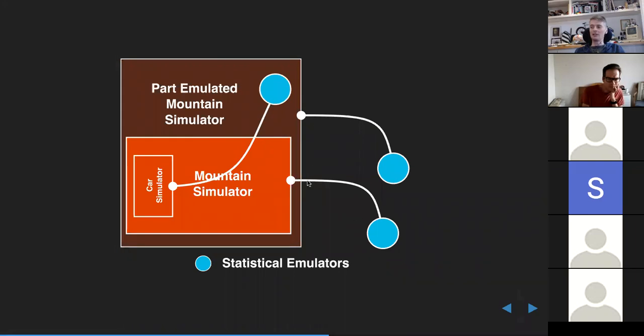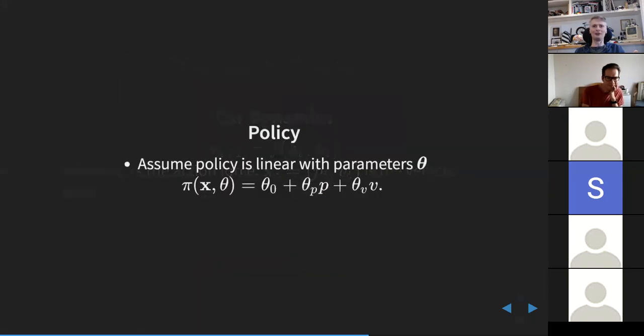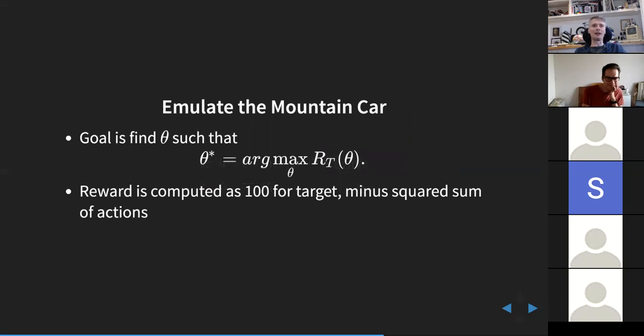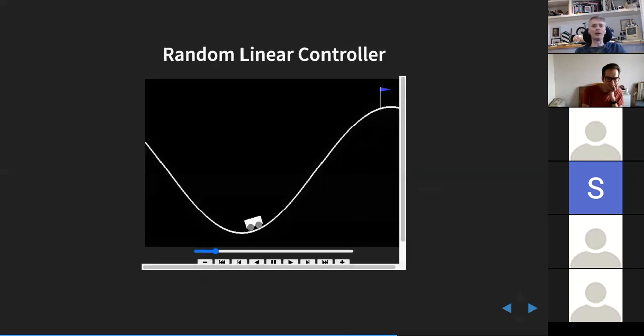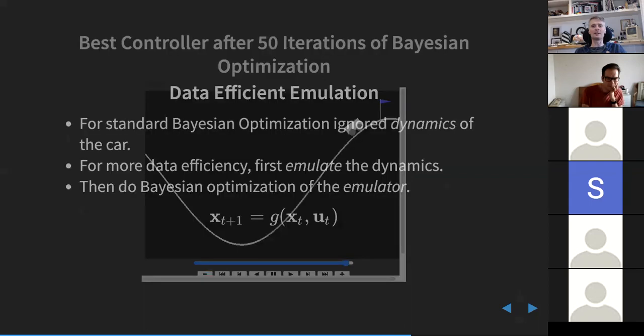So the first thing we did is Bayesian optimization on the original system, which is this surrogate model here doing the Bayesian optimization. But now we're doing Bayesian optimization on this new system, which is part mountain simulator, part emulated car. And imagine when you get a complex system, how much of this stuff you can do. Basically you end up profiling your simulators and deciding which one's the slow one, and then you replace that with an emulator and see if you get the effect you want.